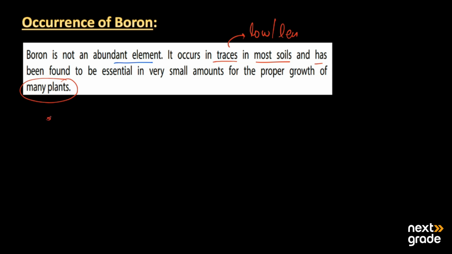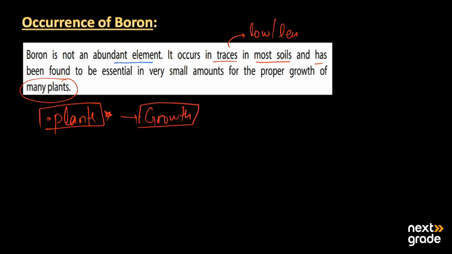So that's why it is important for plants, because it helps their growth. As it is already present in low quantity, on the other hand, it is also required by plants for their proper growth in trace amounts. On the other hand, we have just a few minerals of boron.